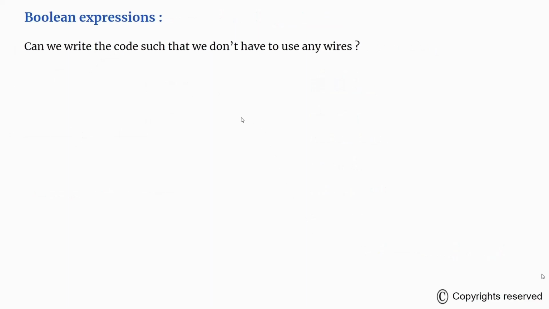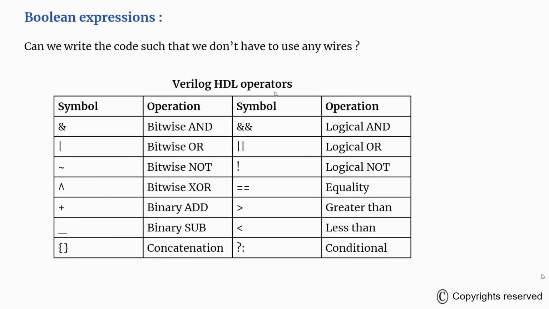Yes, we will see. For that, we have to know what operators are. This AND symbol is a bitwise AND, whereas if you use two AND symbols, it's a logical AND. As you can see, this is bitwise OR, whereas this is logical OR. This is bitwise NOT, but this is logical NOT. The plus and minus symbols are reserved for binary addition and subtraction. The two equal-to symbols are used for testing equality, and greater than and less than symbols have their own meaning. We will see what these two mean when we use them.